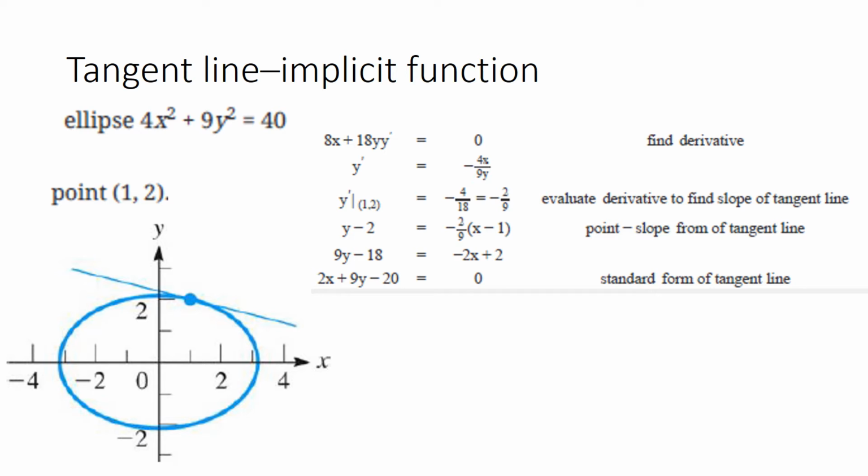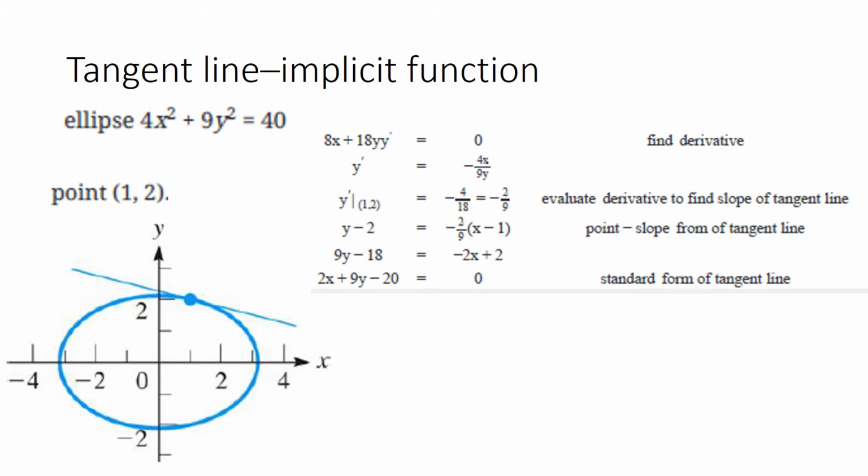And then I'll evaluate y prime at that point that we know it's going to be at, 1, 2. In this case, I need both numbers, both the 1 and the 2, because I've got both x and y on that other side of the equation. So I plug in a 1 for x and a 2 for y, and I end up with y prime is -2/9. So the slope of the tangent is -2/9.